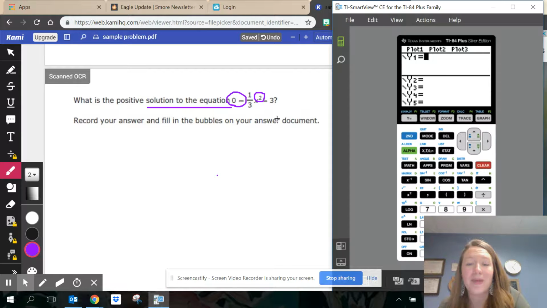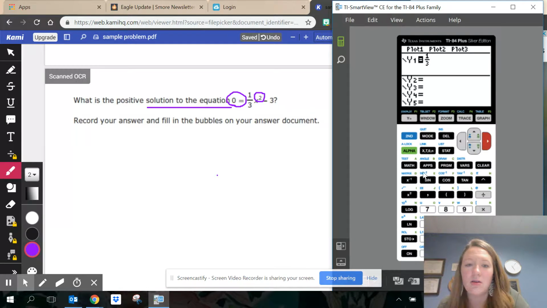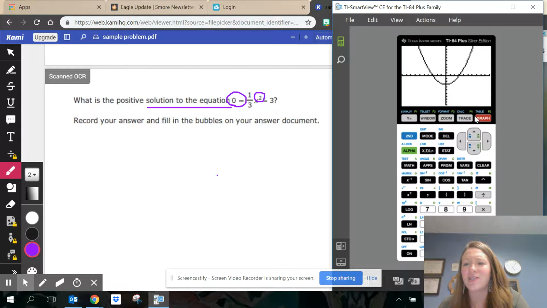The solutions will be where y is 0. So let's look here. Y equals 1/3. Do alpha y equals to do my fraction. 1/3 x squared. And I hope that you're entering this into your calculator as we follow along. Okay, and I'm going to go ahead and graph this. Press graph. Oh, that's so pretty. That turned out really nice.